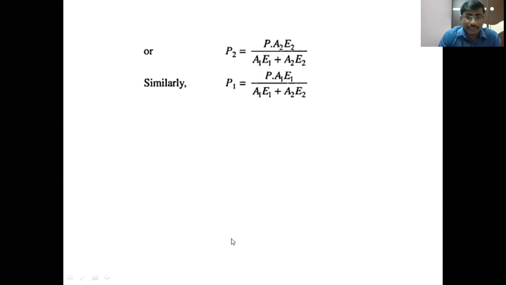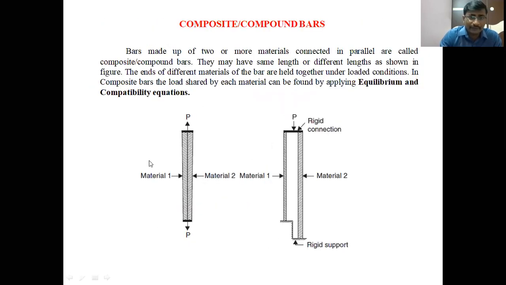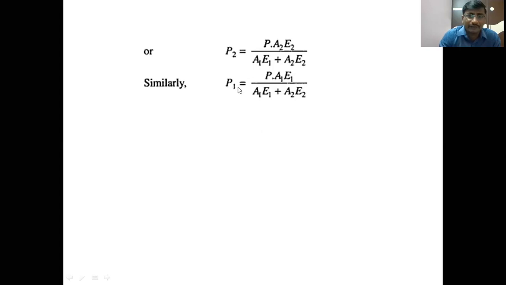After finding the load shared by each material, we can easily analyze the stress developed in each material by those equations. So we can find the stress in each material. How to find the stress in each material? If we know the loads, simply the stress in the first material is equal to, what is the stress formula? Load by area. That is the load shared by the first material divided by the cross-sectional area of the first material. That is sigma 1 equal to P1 by A1.